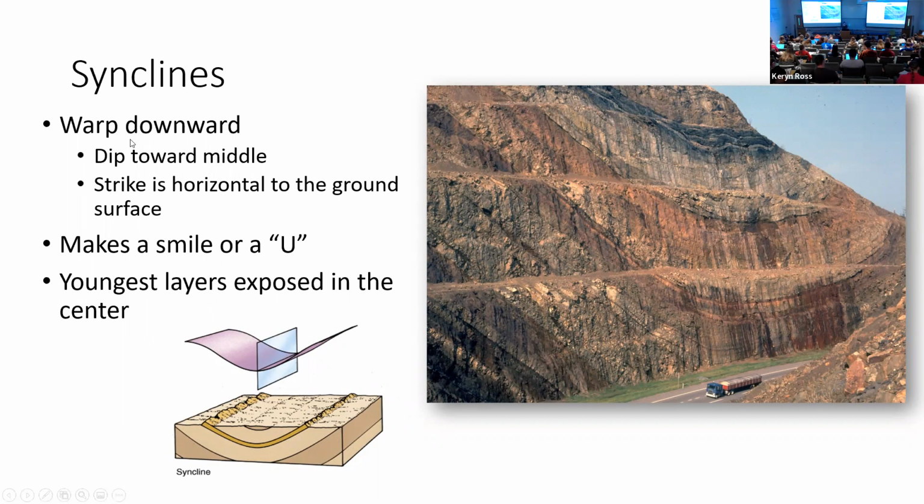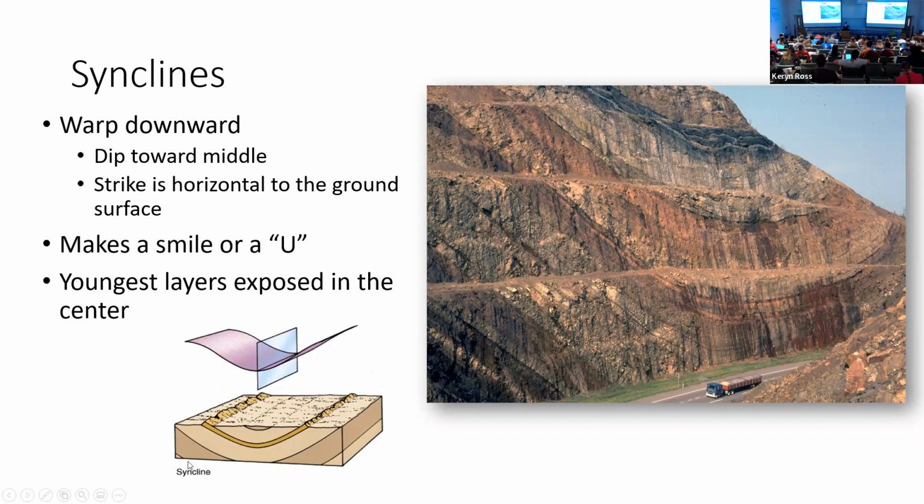So a syncline dips towards the middle, and the strike is horizontal to the ground surface. So it's not like going in or going up, it's just plain horizontal, okay? And it makes a smile or a U shape. So syncline, smile. Pretty easy, right? Okay. And in this case, when you have a syncline, your youngest layers are always in the middle. So if you can imagine that, you look at this, here's the shape of the syncline, but as you're walking across this, it's practically flat.